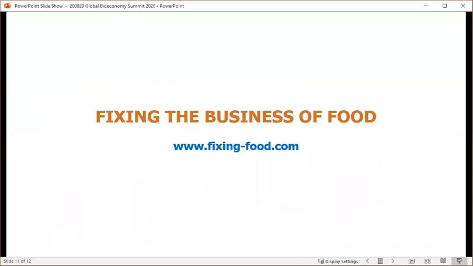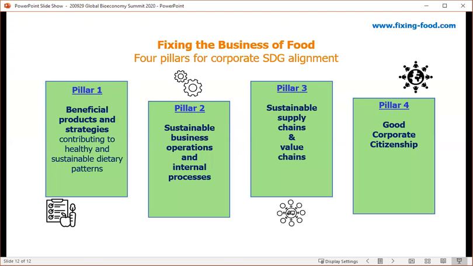Let me close by just highlighting one more stream of work. This is with partners called Fixing the Business of Food. And here the question is to understand, what does this mean at a corporate level? We have, together with the Barilla Center for Nutrition, the Columbia Institute for Sustainable Investment, and the Santa Clara Lab at Siena University, developed a 4-pillar framework that very broadly just identifies the questions that companies should really be asking themselves in relation to the SDGs.